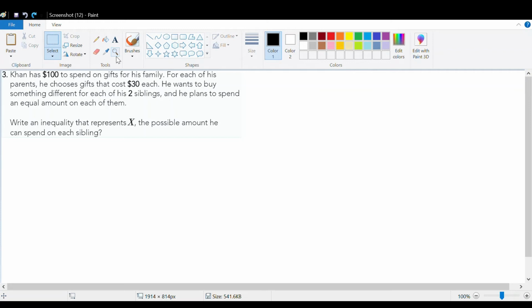Hello everybody, welcome to the third question of the third exercise. Let's get straight to it, and as usual, let's get our marker here, and let's start reading question 3.